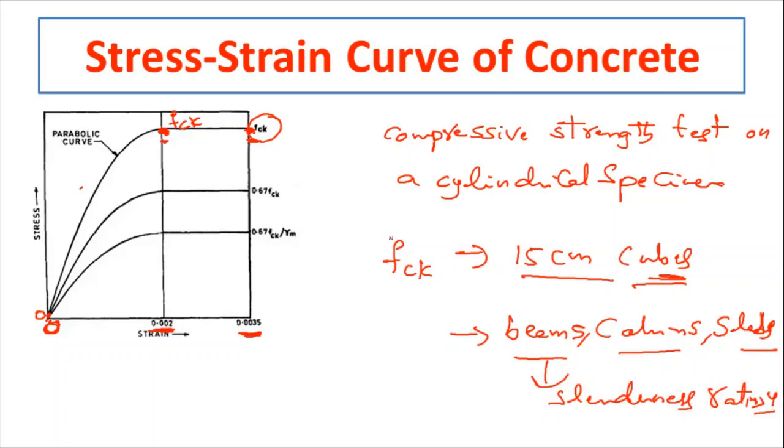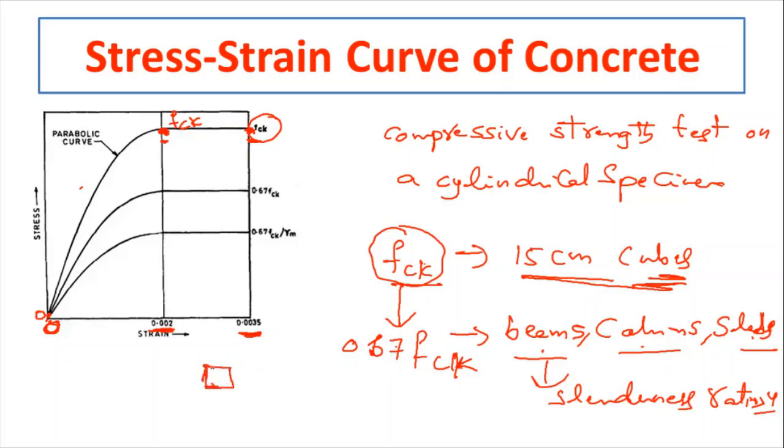Because of this slenderness ratio, the strength of the concrete will not be FCK. That means the strength of the concrete in a 15 centimeter cube will be FCK, but if you use the same concrete in beams, columns and slabs, the compressive strength reduces to 0.67 FCK. You may get the question, why does it reduce? Suppose take a member like this. This is the height of the member and this is the width.